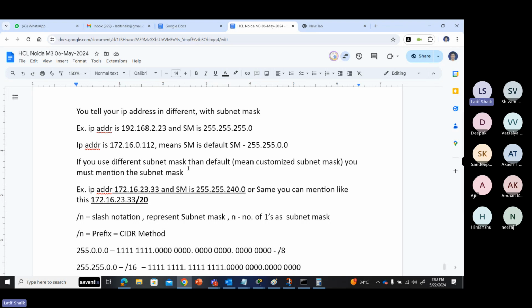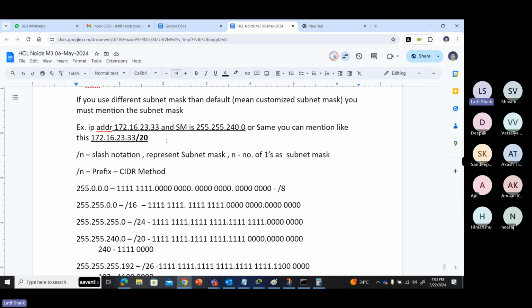There are two ways to mention the subnet mask, either the default one or a customized one. Two ways you can mention it. One is the straightforward subnet mask way.